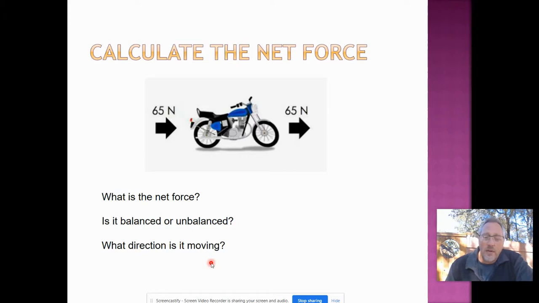So, can you calculate the net force of this? What is the net force? Is it balanced or unbalanced? What direction is it moving?